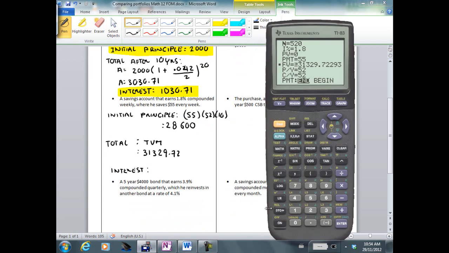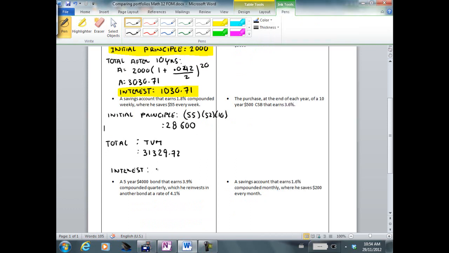To find out the total, just so you get the interest, the interest is $2,729.72. You subtract 28,600, because that's how much I put in. And the total I got out is this. So again, I'm going to highlight what I'm looking for. My initial for this one is this. My total interest I have is this.